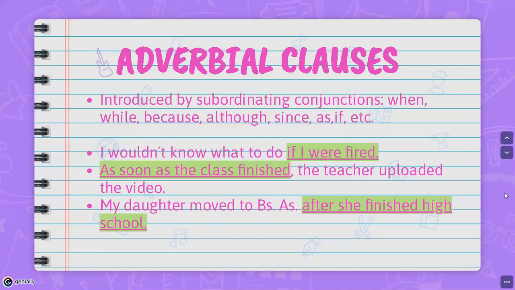The second example goes, as soon as the class finished, the teacher uploaded the video. As soon as the class finished. This would be another adverbial adjunct of time, probably. My daughter moved to Buenos Aires after she finished high school. Once again, this would be an adverbial clause performing the function of adverbial adjunct of time. Okay, well, this is just a first approach, an introduction to finite subordinate clauses.